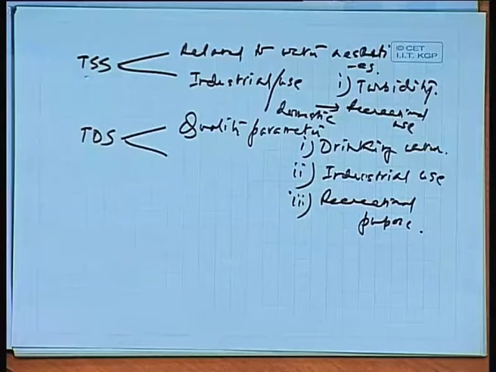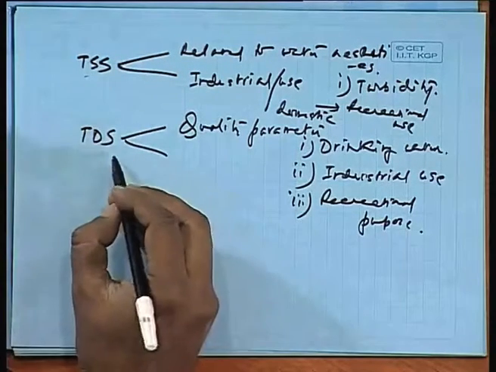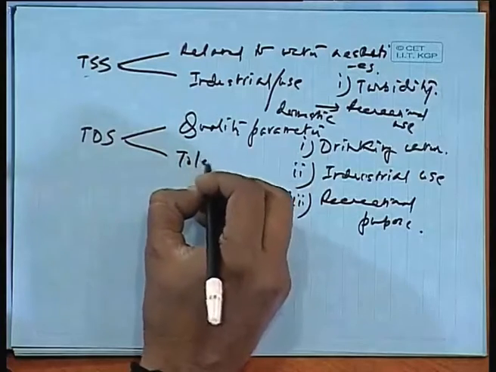So, TDS is essentially a quality parameter. Also related to TDS is the tolerant level.